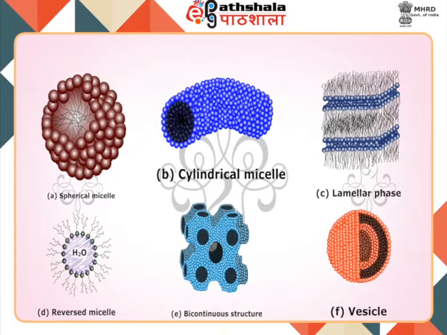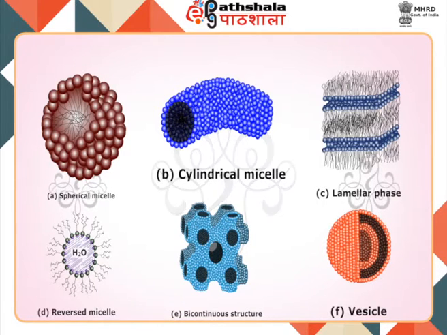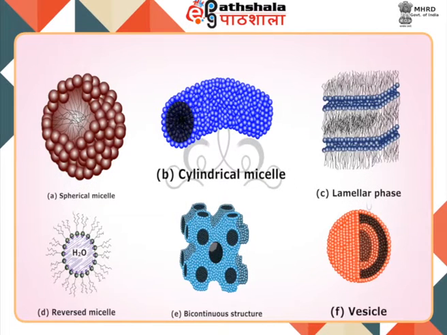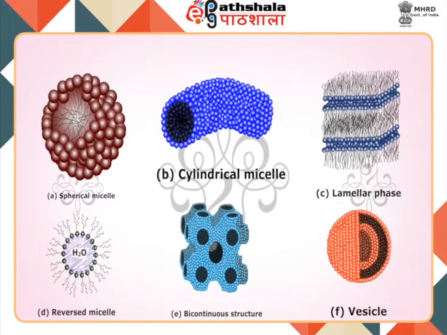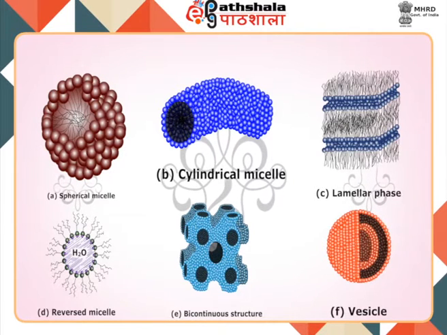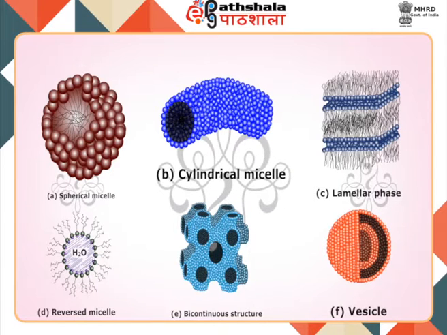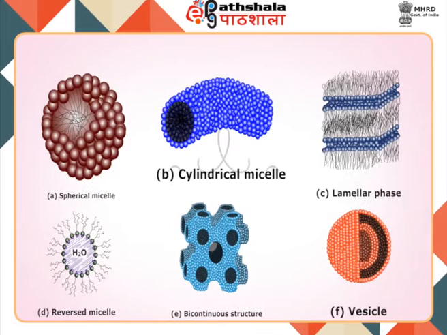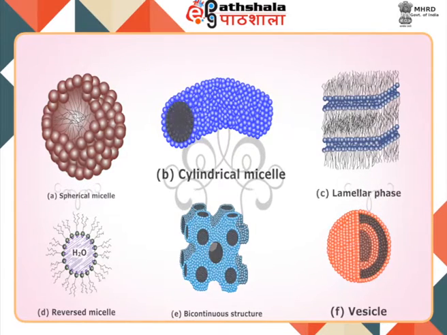Vesicles are built from bilayers, similar to those of the lamellar phase, and are characterized by two distinct water compartments, one forming the core and one the external medium. Vesicles may have different shapes, and there are also reverse type vesicles.